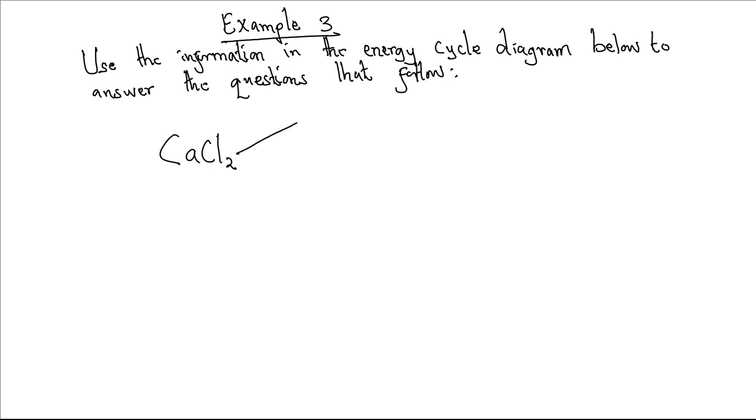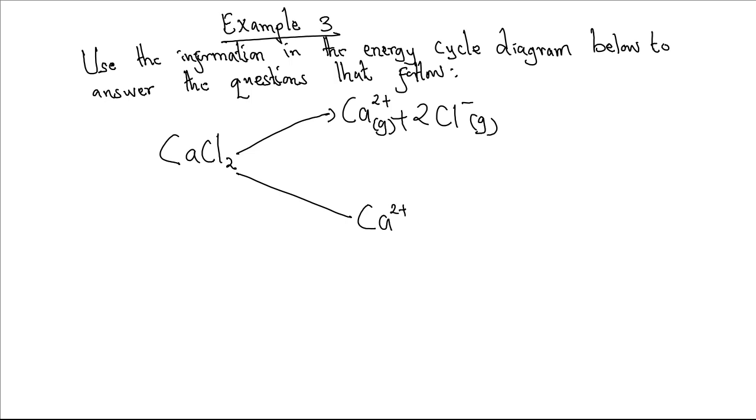Calcium chloride will give calcium ion and 2 chloride ion, gaseous, then calcium ion in aqueous plus 2 chloride ion aqueous. So this is delta H2, delta H3, delta H1.